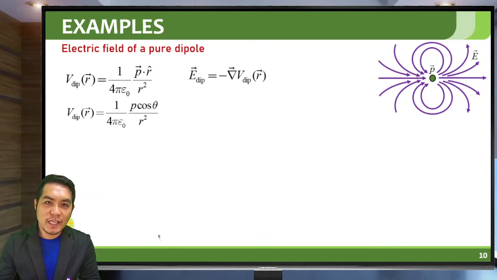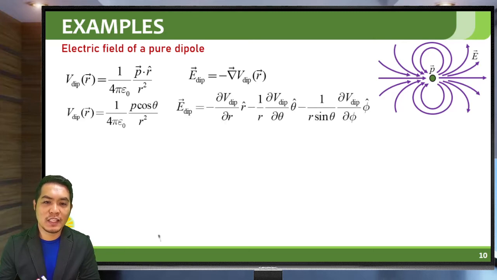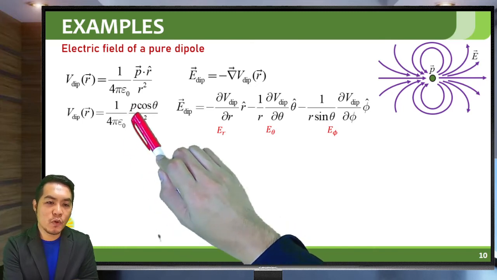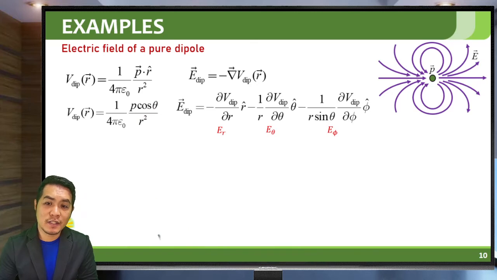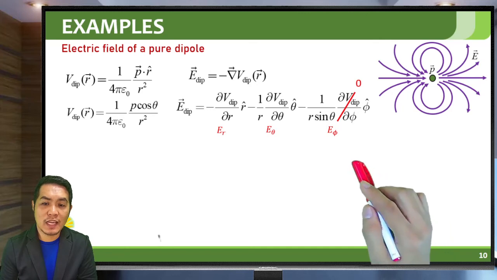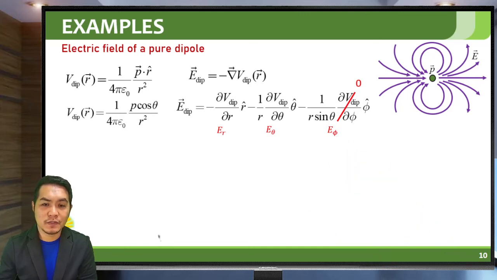We then utilize our formula for electric field, that is, it is just the negative gradient of your potential. In spherical coordinates, this is what this gradient looks like. The first term is the r component of the electric field, the second term is the theta component, and the last term is the phi component. But you will notice that the potential of the dipole only depends on theta and r, meaning it has no dependence on the azimuthal angle phi. So it will not have a phi component.